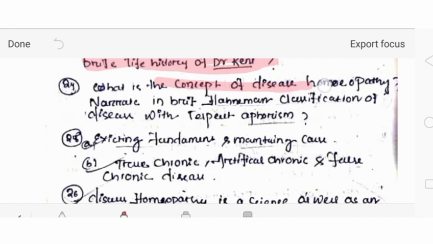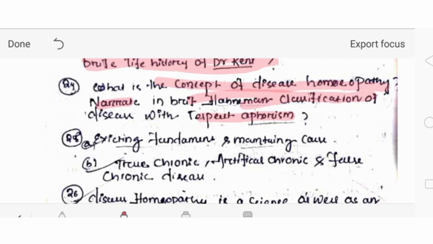Then what is the concept of disease in homeopathy? Narrate in brief Hahnemann's classification. Discuss in therapeutic aphorisms. With respect to aphorisms, you write about aphorisms 73 and 72, all the aphorisms which contain the classification of disease. Write that in this answer, because it asks about the concept of disease.